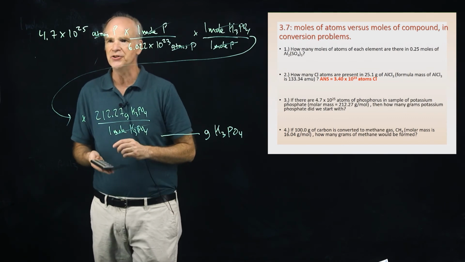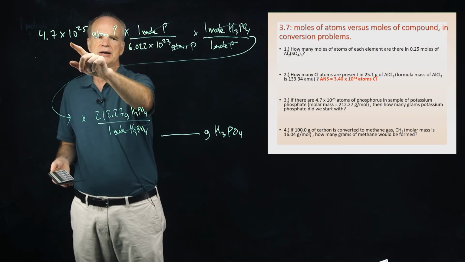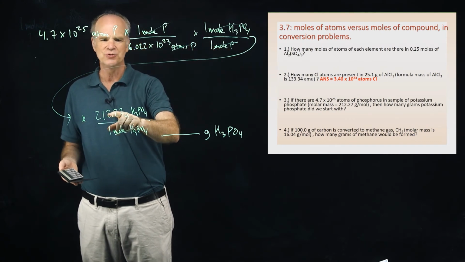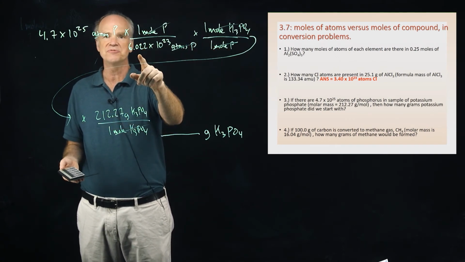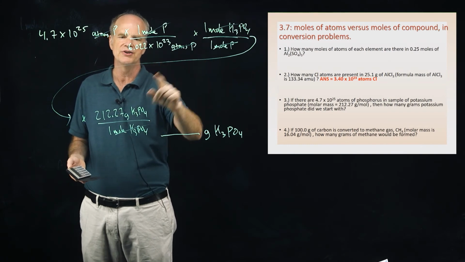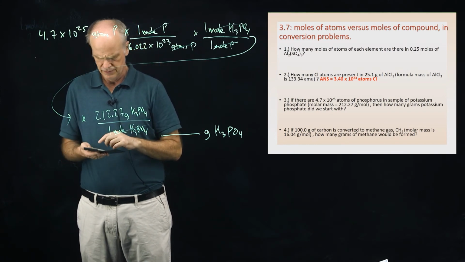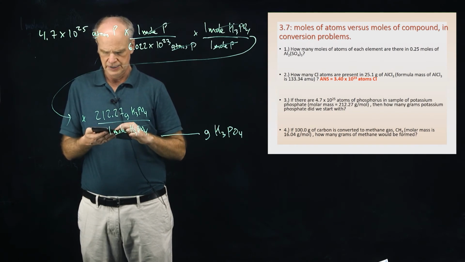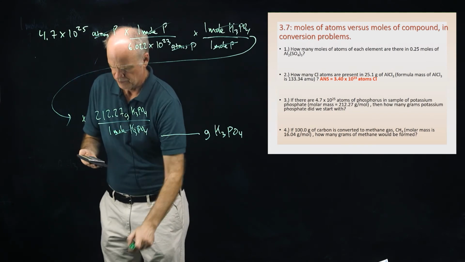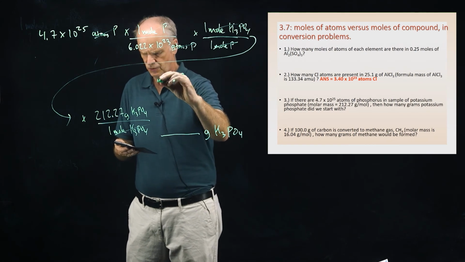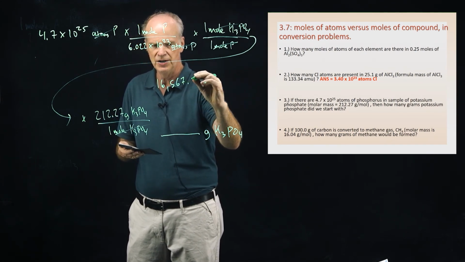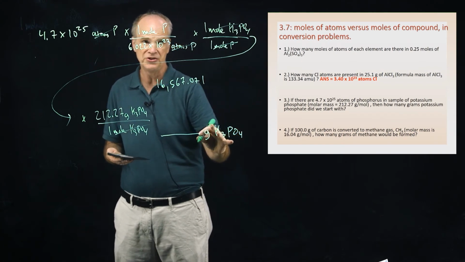So it looks to me like we're going to have to take 4.7 times 10 to the 25 times 1 times 212.27 divided by 6.022 times 10 to the 23 divided by 1 divided by 1. So let me work that out really quickly. And I get, on my calculator, 16567.071 grams of potassium phosphate.